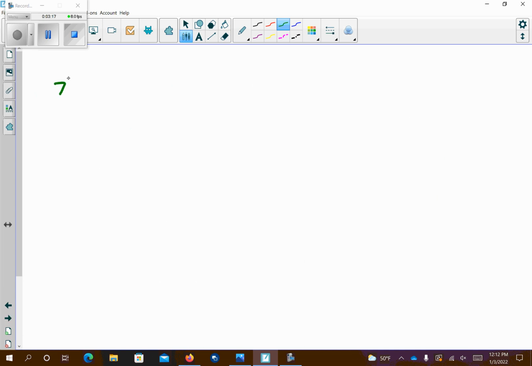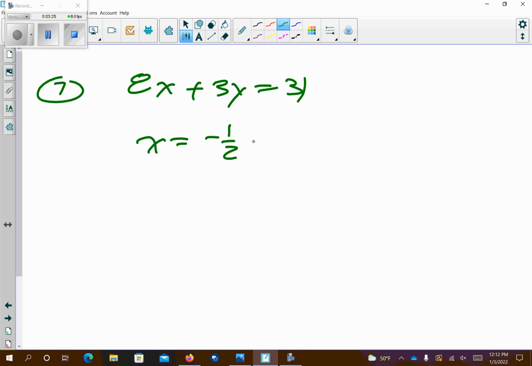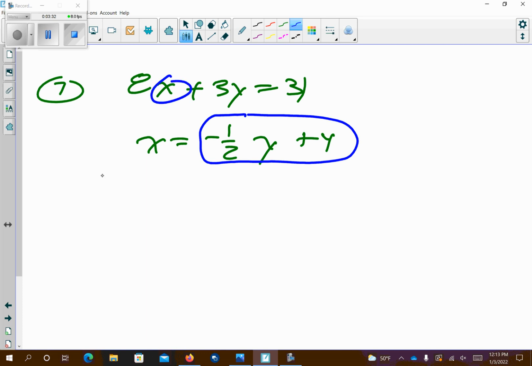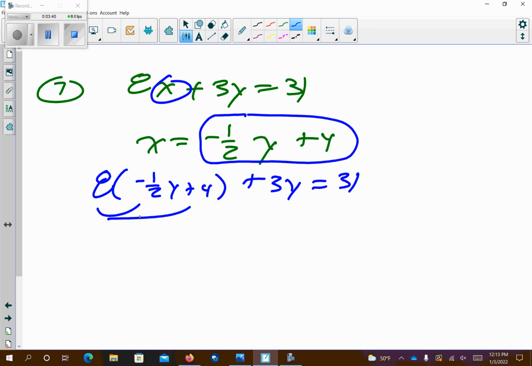Problem number 7. We have 8x plus 3y equals 31, and x equals negative 1/2 y plus 4. Substitution on this one. I'm going to take this and plug it in right here. So 8 times negative 1/2 y plus 4, plus 3y equals 31. Distribute the 8 over both of those, so I'm going to get negative 4y plus 32 plus 3y equals 31.